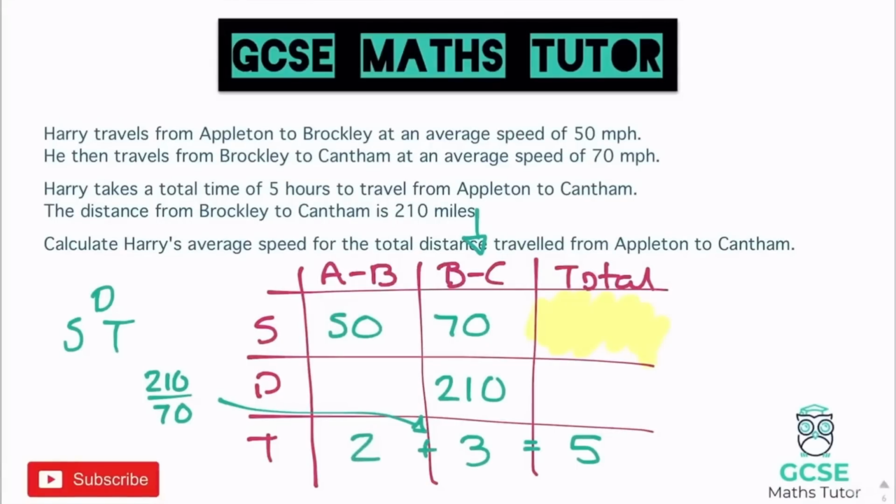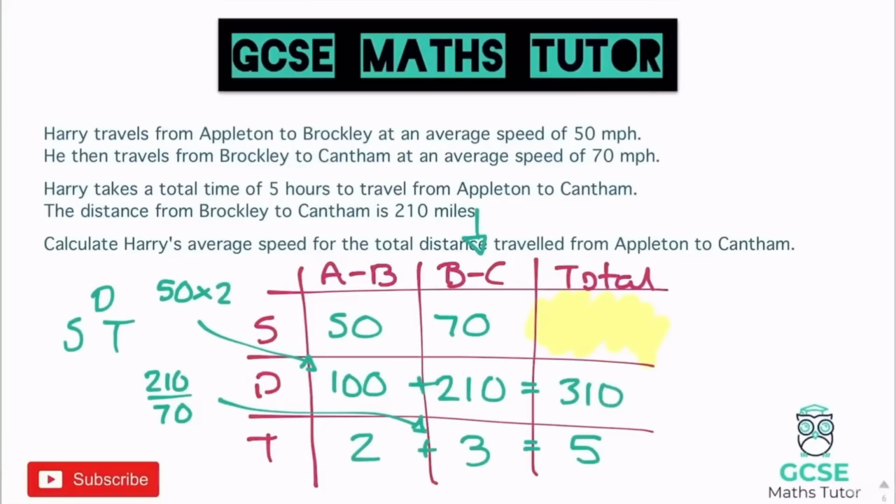And now we've got that, we can work out the distance of that journey. Distance is speed times time. So this one here, speed is 50 and the time is 2, so that must have been 100 miles. There we go, and now we can get our total distance for that journey. So we've got 100 plus 210, and that equals 310.